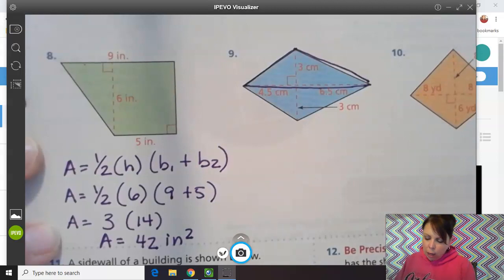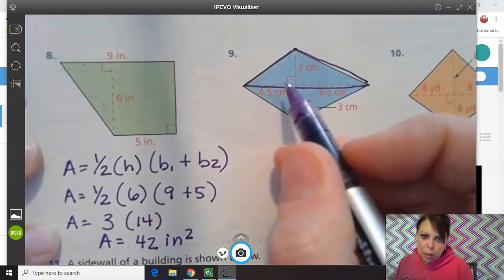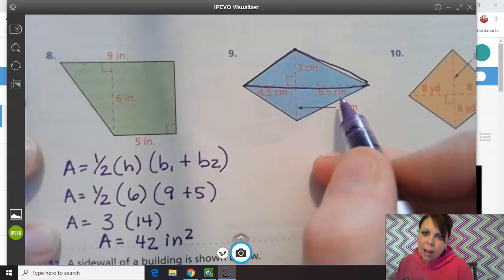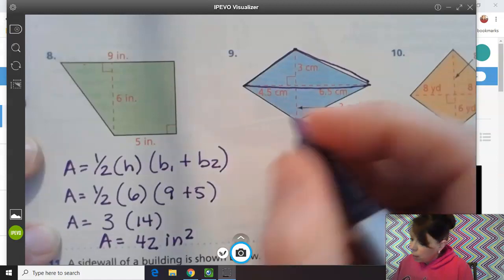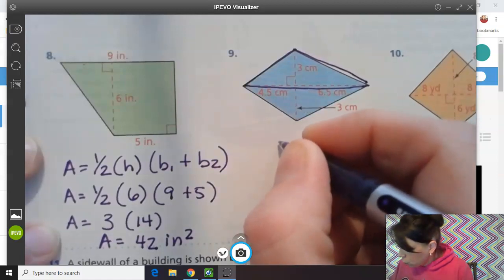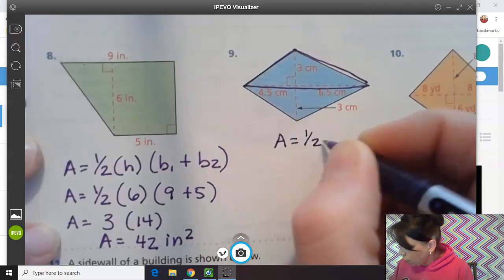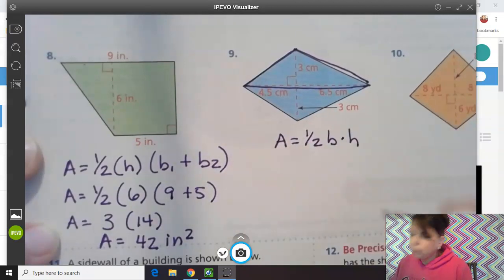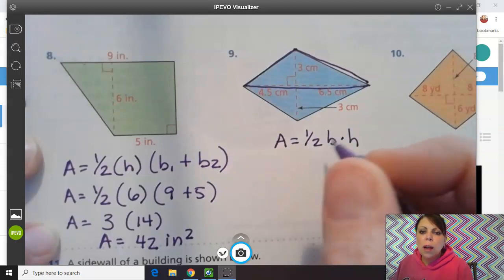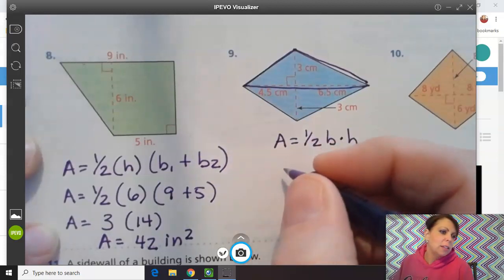All right. And now we have the exact same measurement. So this side is 4.5, this side is 5.5. To figure out the area of a triangle, area equals half of base times height.